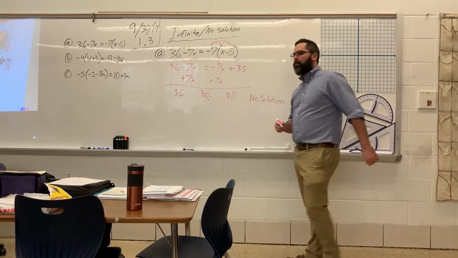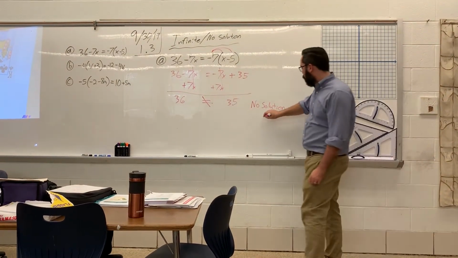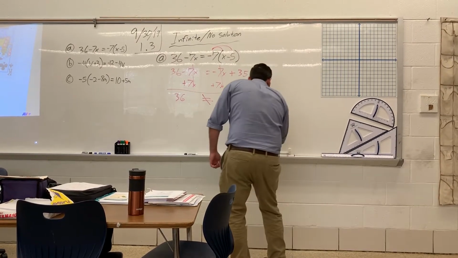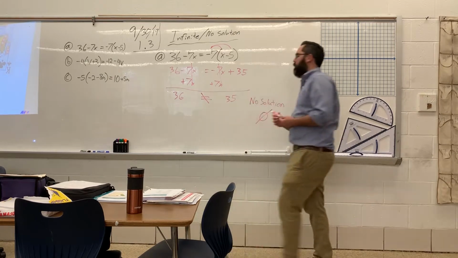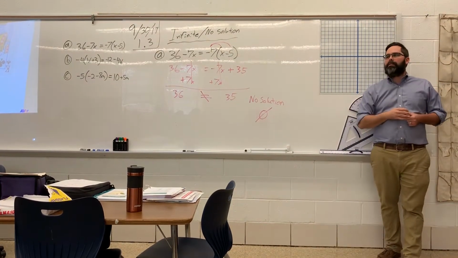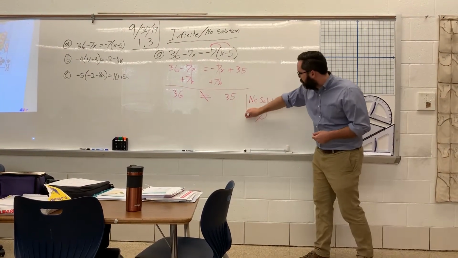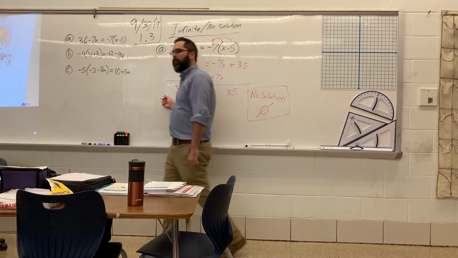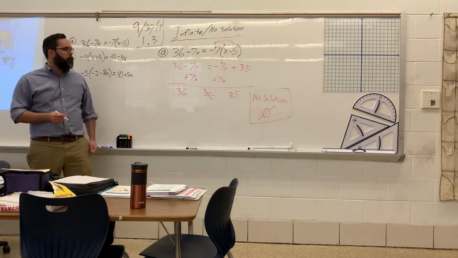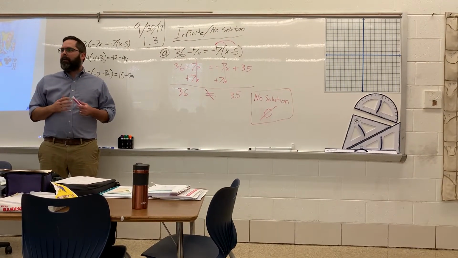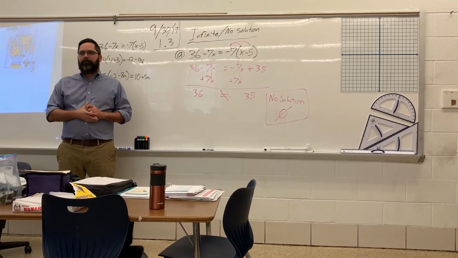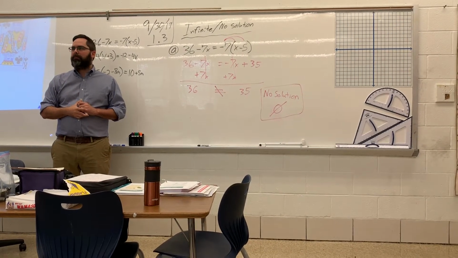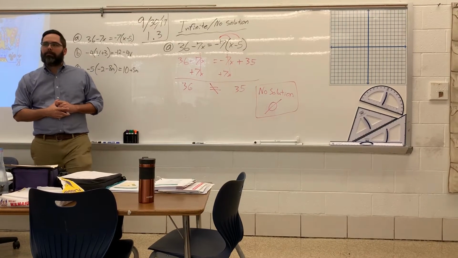If you don't want to write out the words no solution, you can draw a circle with a slash through it. That circle with a slash through it means no solution. This is your answer. This is what you box in. This is not your answer. This leads you to your answer. Okay, what does it mean by no solution? What are we saying? Can't be solved. Yeah, sort of.